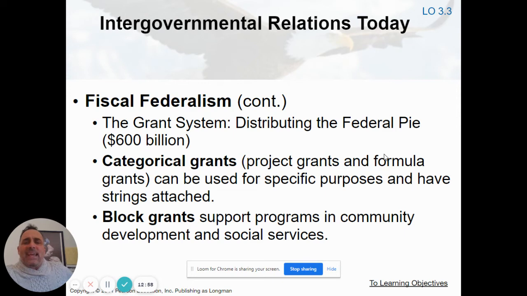You have, for example, what's called categorical grants. These are grants that are basically designed for a specific type of program. It's a project grant or a formula grant. It can be used for a specific purpose, and oftentimes there are strings attached to it. All right. So that might be, for example, a specific grant for federal highway funds, and you can only spend that money upgrading federal highways that run through your state. So you're getting a bunch of money from the federal government, and that's great. But it comes with some restrictions, some strings attached. You have to spend it on these highways that exist in your state. Now, a block grant is a grant that's a lot more open, and it oftentimes allows the state or the local governments to decide how best to use it.